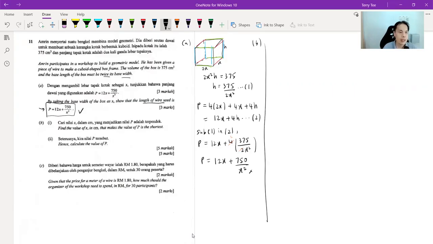Okay, part B, they say, find the value of x that makes P the shortest. That means we are talking about minimum value, right? We know we can use differentiation. In fact, this is a question from differentiation. Typically, you form the equation and then you find the minimum or the maximum value. In this case, we differentiate dP/dx. Differentiate 12x, you get 12. Differentiate this, it is negative 750 over x squared, 750 times 2, 1,500, then you divide by x, and you increase the power by 1.